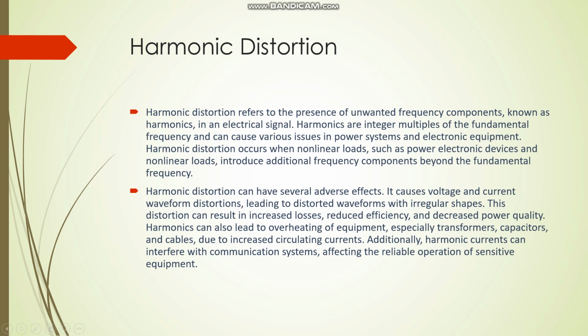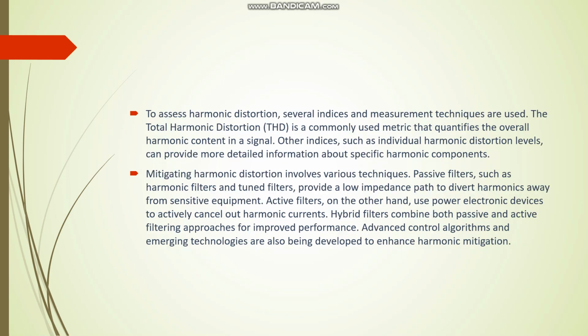Harmonic distortion can have several adverse effects. It causes voltage and current waveform distortions, leading to distorted waveforms with irregular shapes. This distortion can result in increased losses, reduced efficiency, and decreased power quality. Harmonics can also lead to overheating of equipment, especially transformers, capacitors, and cables, due to increased circulating currents. Additionally, harmonic currents can interfere with communication systems, affecting the reliable operation of sensitive equipment.